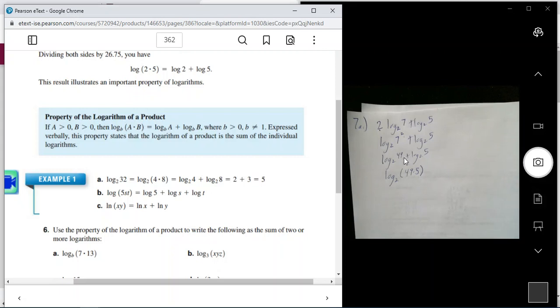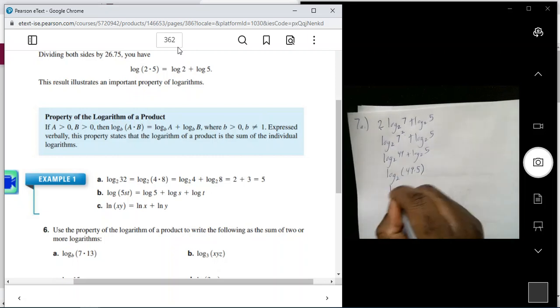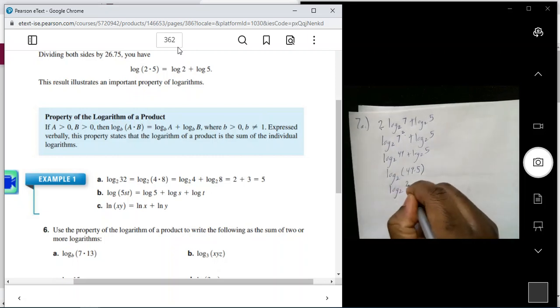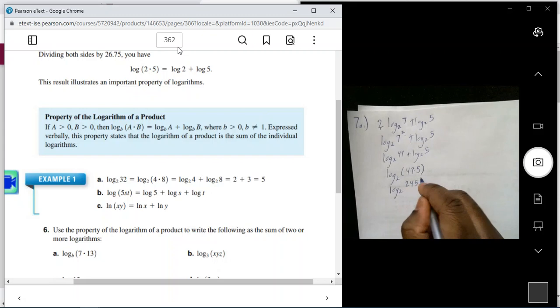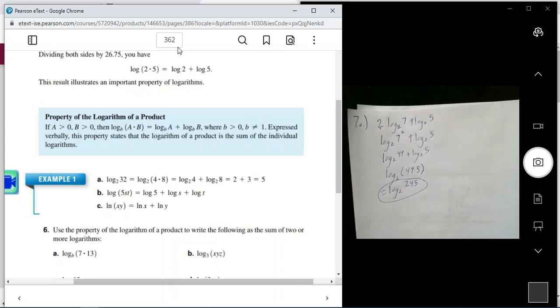So when we get here, this log base 2 of 49 plus log base 2 of 5 is the same as this here. And if you notice, the log and the base stayed the same. And then we multiplied the a and b, which is 49 and 5 here. So now 49 times 5 will give us, what's that, 245? So it'd be log base 2 of 245. And that will be your final answer.